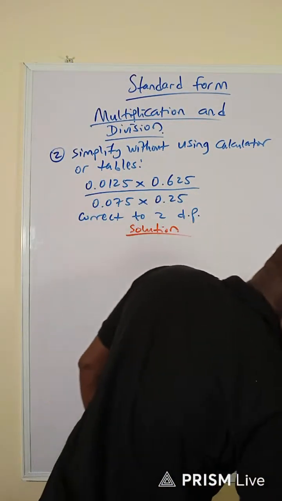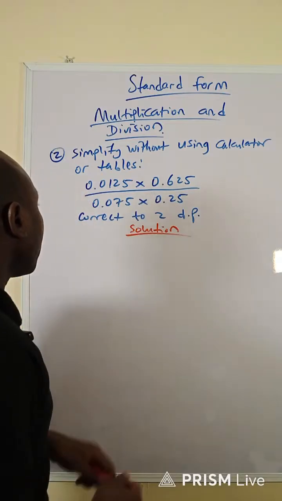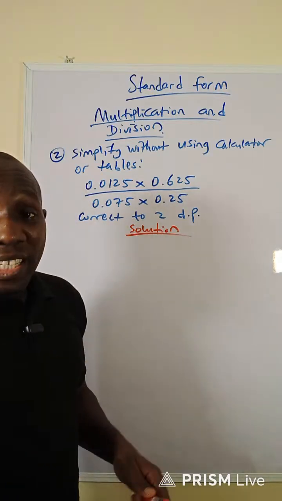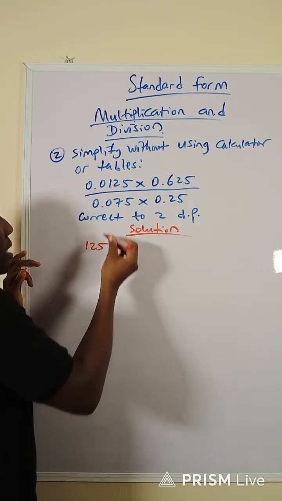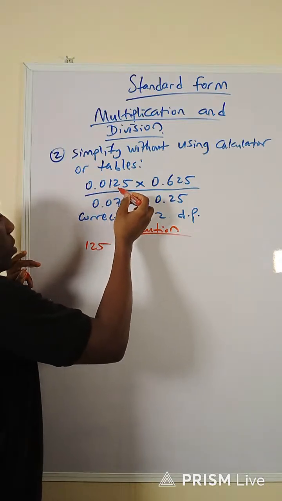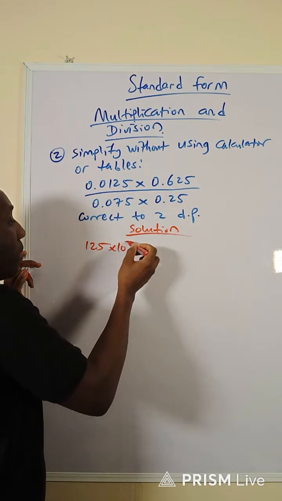Okay, like I said, I do not want a decimal point. So 0.0125 is going to be 125. Notice I'm going to take it out 1, 2, 3, 4, so times 10 raised to what? Minus 4.